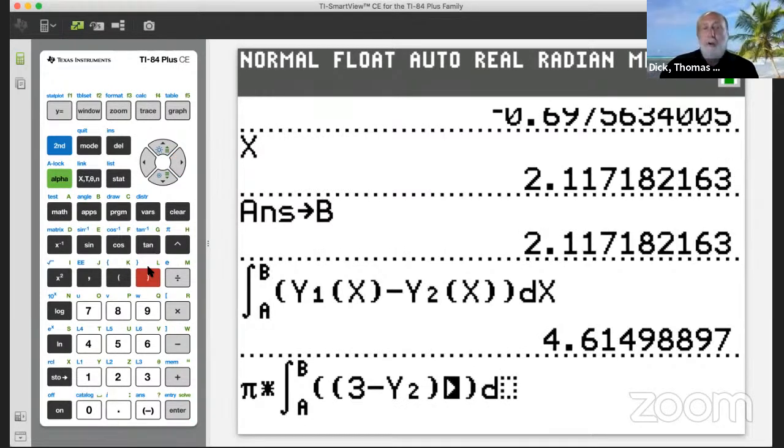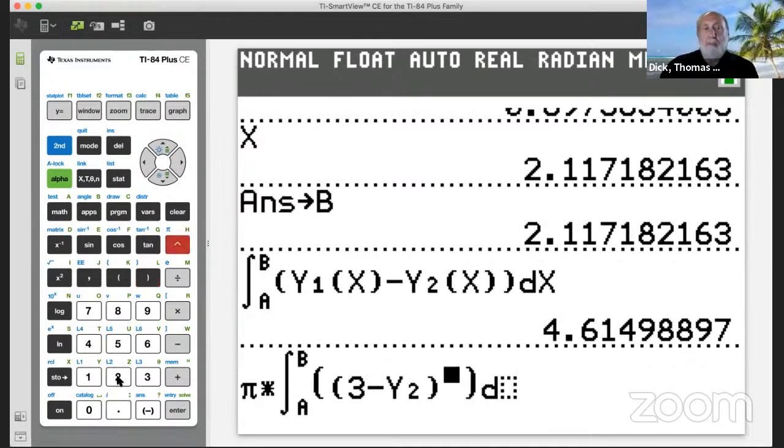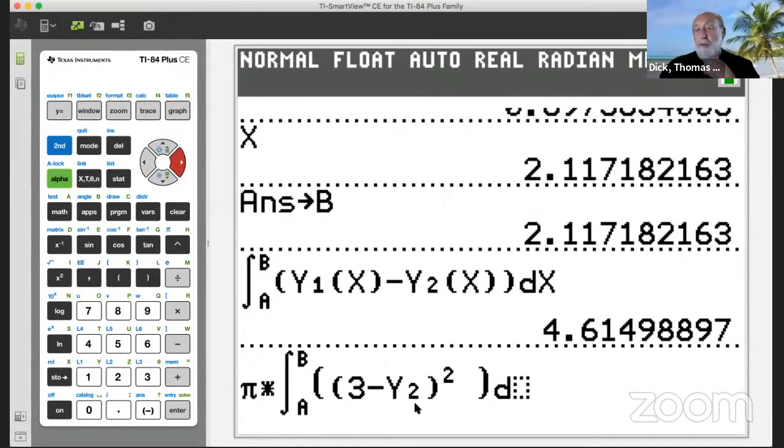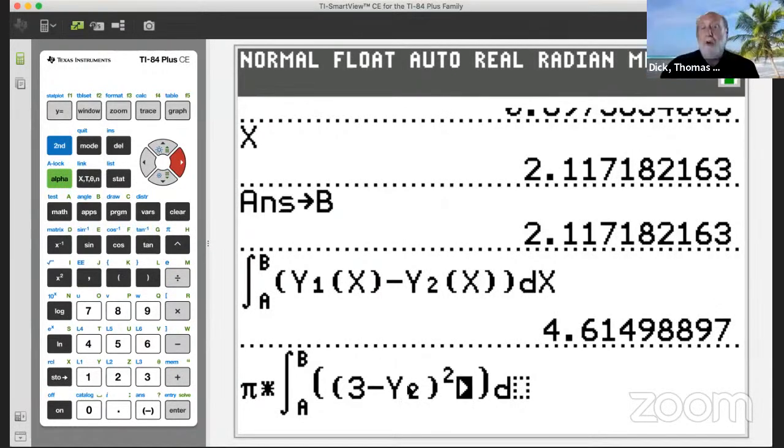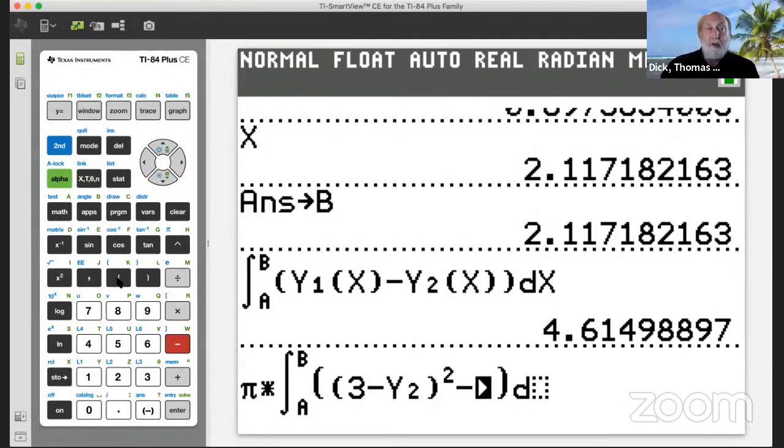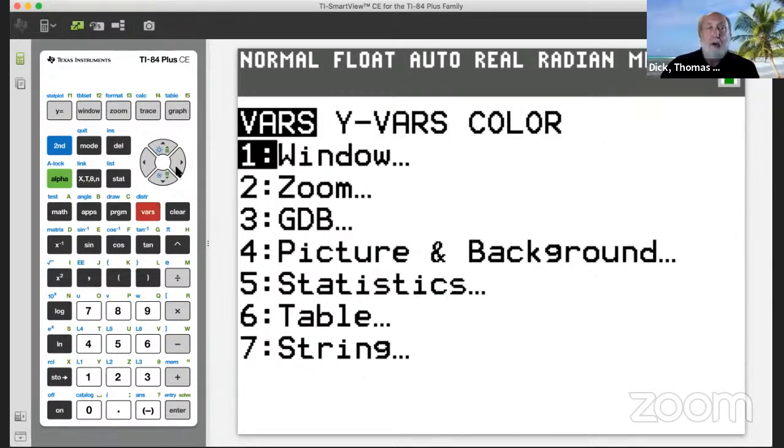And I'll go ahead and leave off the of X here, even though we would want to include the function notation, like g of x here. Right. So that was our outer radius squared, and then we'll subtract the square of our inner radius, which would be 3 minus, for us, it would be the Y1.